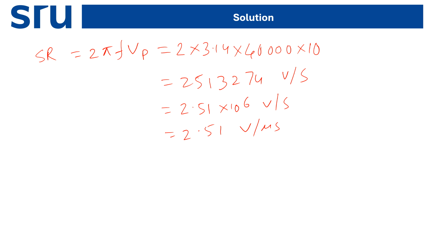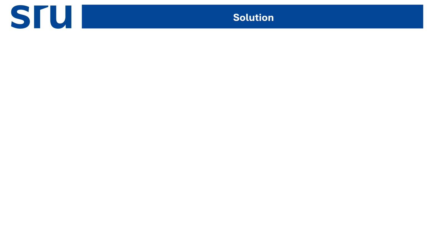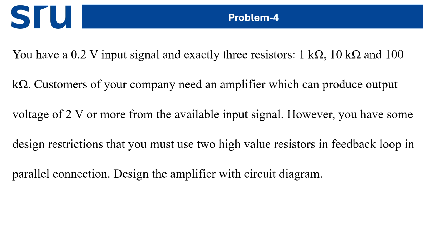Okay, now let's see the next problem. Here the problem is saying that we have a 0.2 volt input signal. Okay, so this is the input signal, and we have exactly three resistors: 1 kilo ohm, 10 kilo ohm, and 100 kilo ohm. Okay, so we have to build an amplifier by using these resistors.